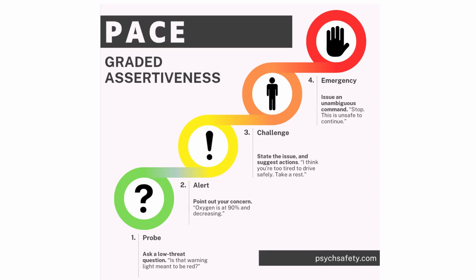Yeah, and this PACE here. Okay, so probe: ask a low-threatening question. Is that warning light meant to be read? That's really probing, right? Alert: point out your concern. Oxygen is at 90 and decreasing. That's just stating it. Challenge: the next step is challenge. I think you're too tired to drive safely. Take a rest. That's really like you're challenging someone, and then emergency, you have to stop. Like, stop. This is unsafe. It's unsafe to continue. Don't drink and intubate.